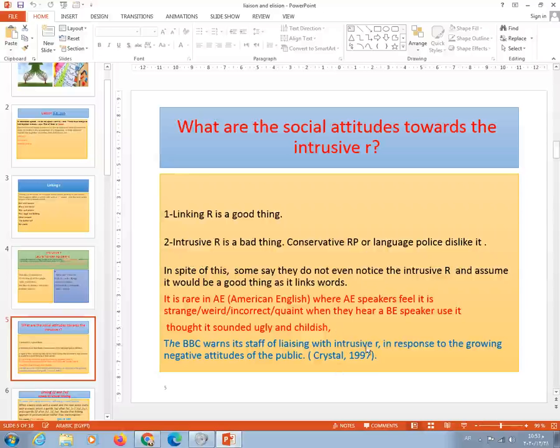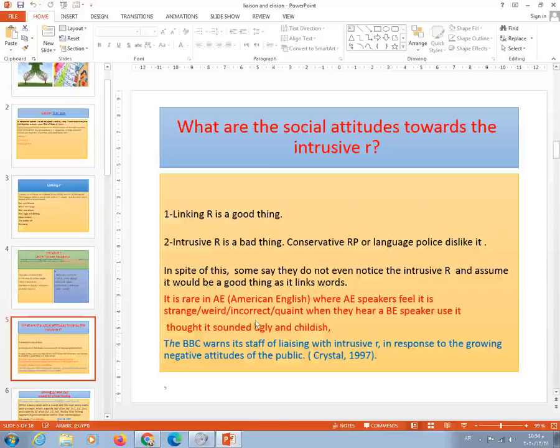Okay. Also in the UK, the BBC warns its staff against linking or using intrusive R, in response to the growing negative attitudes from the public, especially from conservative RP speakers, the senior people, the people who stick to the old pronunciation, and they are not happy with such things. One of them is the intrusive R.